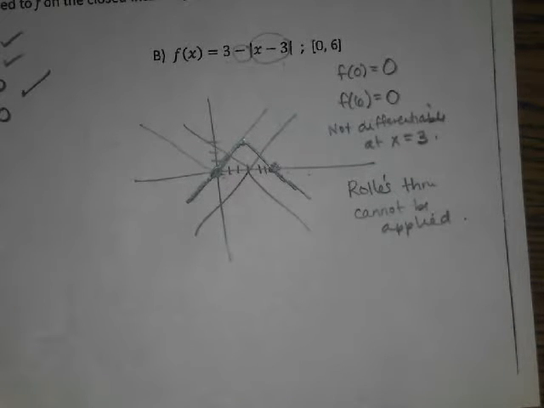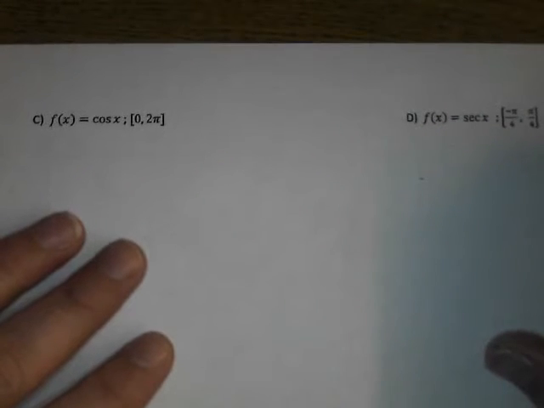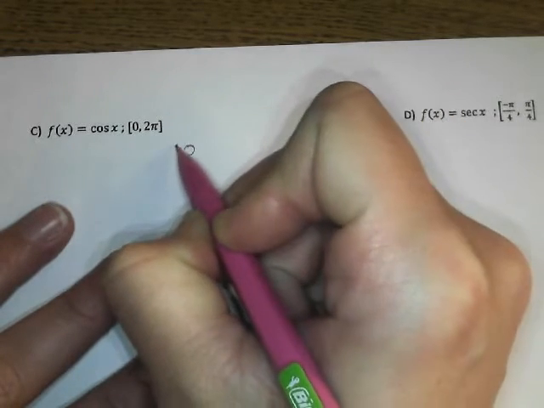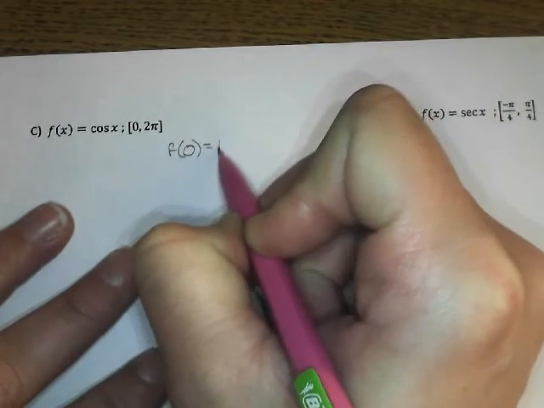What do we have here? Oh, nice. More practice. Let's find our points first. What's the cosine of 0? What's the cosine of 2 pi? Okay, so that checks out.